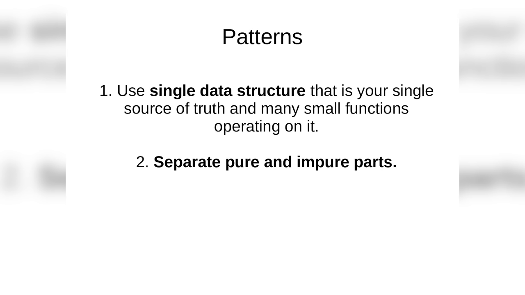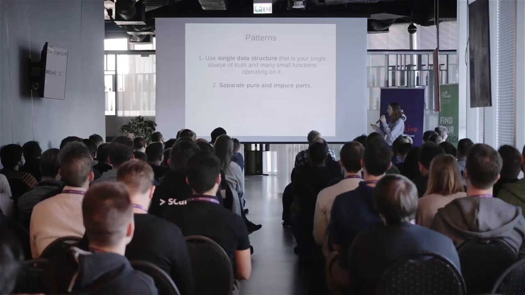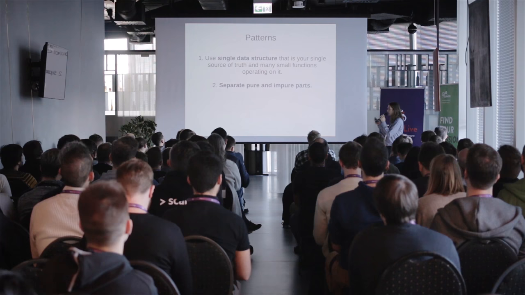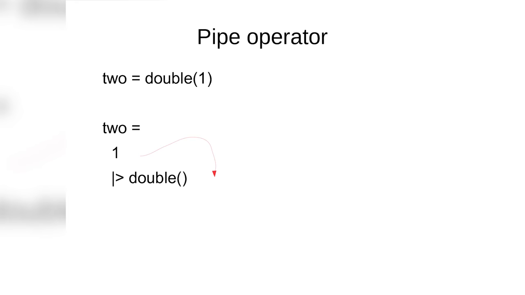Okay, so the two patterns I want to talk about today are, firstly, use a single data structure that is your source of truth and many small functions operating on it. And the second pattern is separate pure and impure parts of your code. But before I can jump to patterns, I have to ask you, is there anyone here who doesn't know what the pipe operator does in Elixir?